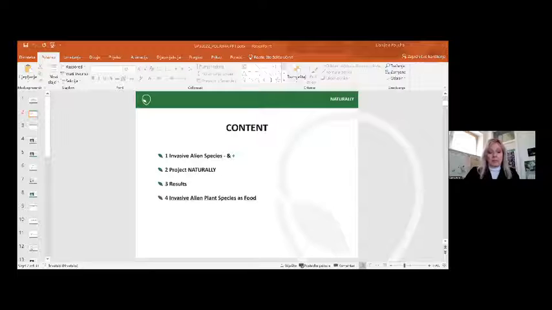So, since today it's very difficult to avoid introduction and spread of alien species, we are faced with the challenging task of achieving and maintaining balance in the so-called new ecosystems.